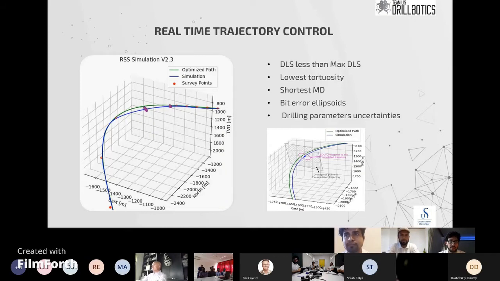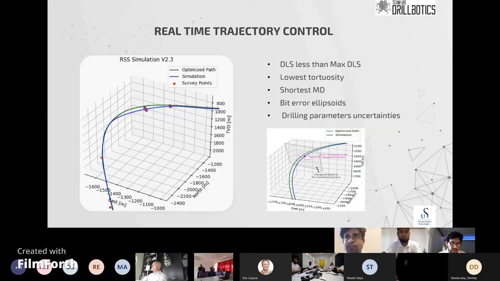Then the real-time trajectory control is in charge of checking the deviation of the bit, and is based on the following conditions. The dogleg severity has to be less than the maximum dogleg severity for the correction path. It has to get the lowest tortuosity possible, and it has to give the shortest MD for the correction path. These are also based on bit error ellipsoids, which involve the drilling parameter uncertainties.